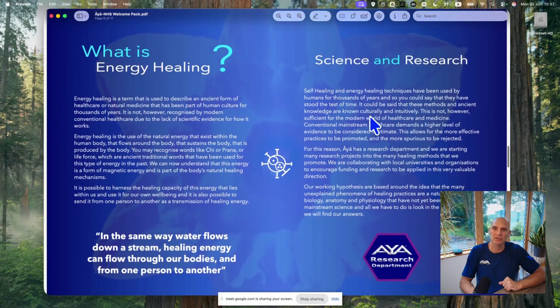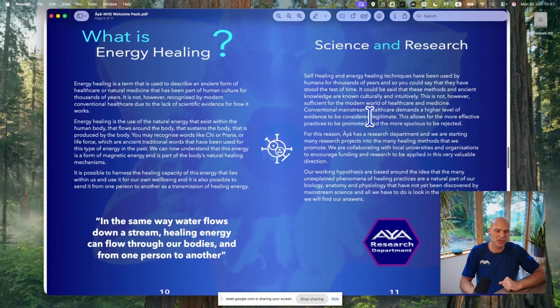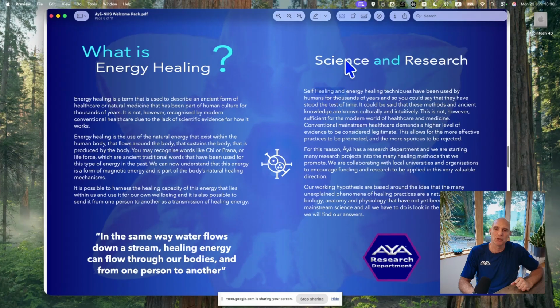And then a page on science and research, just to show people that we don't want to be this wacky, out of mainstream organization that is not part of mainstream. We want to become part of mainstream. That's our whole plan, really. So a little bit of information on science and research reassures people that we want to be part of mainstream healthcare, and therefore we work with an evidence-based system, or we want to.